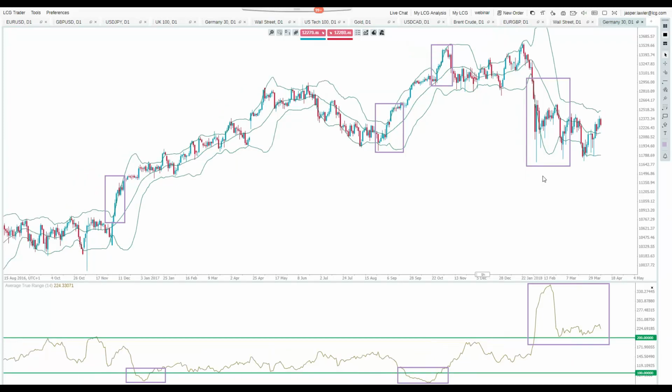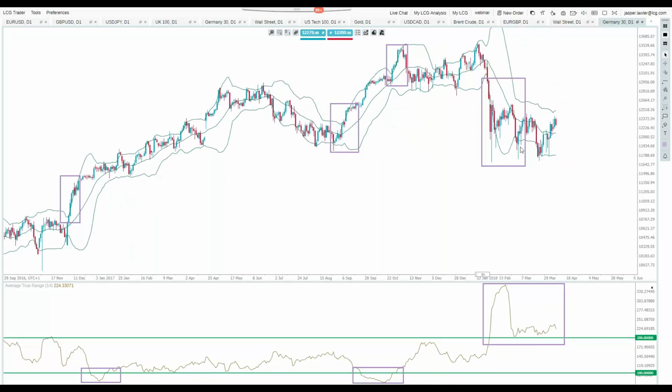This is a daily chart, and obviously the most interesting thing of late has been the market crash that we've had, where there was a sudden spike in volatility, and you can see it. This one was so marked that you can see it quite clearly on the average true range down here and on the Bollinger Bands, which are on the chart.